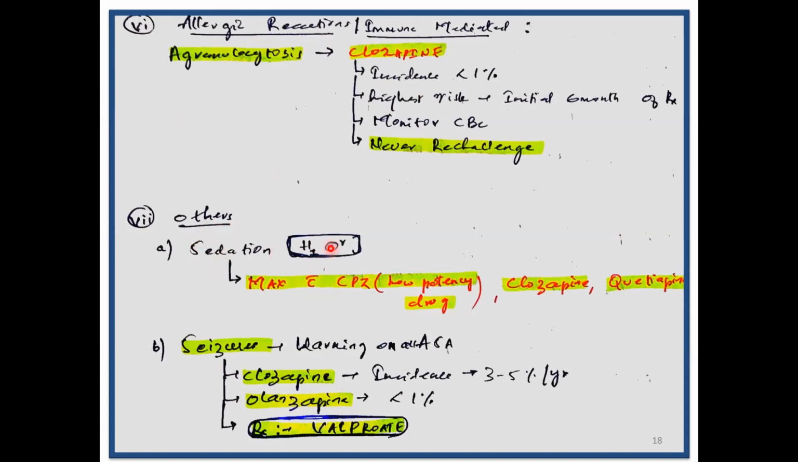Sedation is attributable to the blockade of H1 receptors, and it is maximally seen with chlorpromazine, which is a low potency drug. And among the atypical, it is clozapine and quetiapine. You will see sedation as one of the side effects of clozapine.